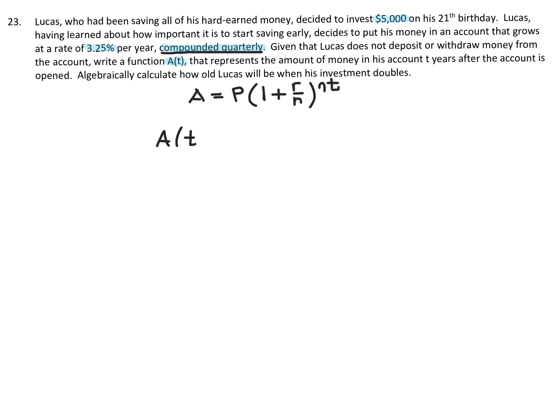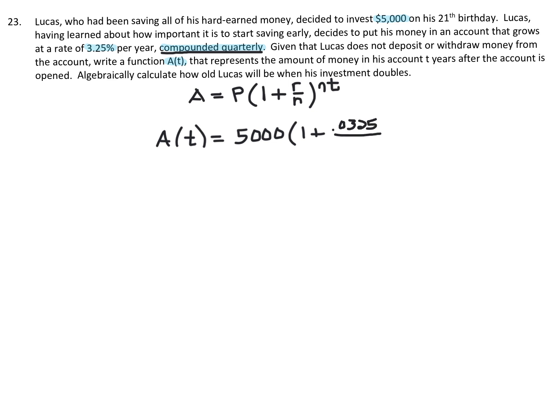Now in place of P, the initial amount, the principal amount, 5,000 is what he chose to invest. So I'm going to put 5,000 there. Okay, and then we have 1 plus. Now our rate is 3.25%, but remember, to plug it into the formula, we want to get rid of that percent. So we move the decimal place back twice, which gives you 0.0325.